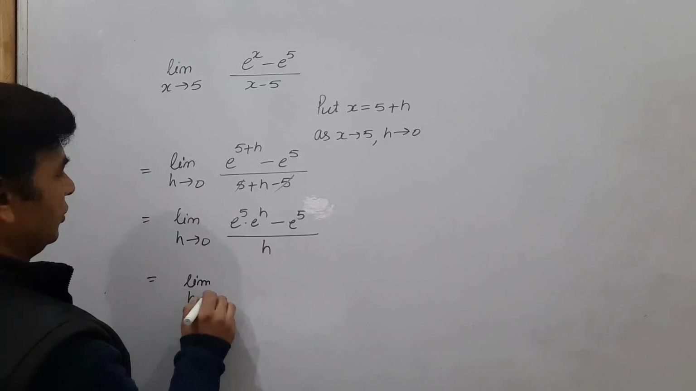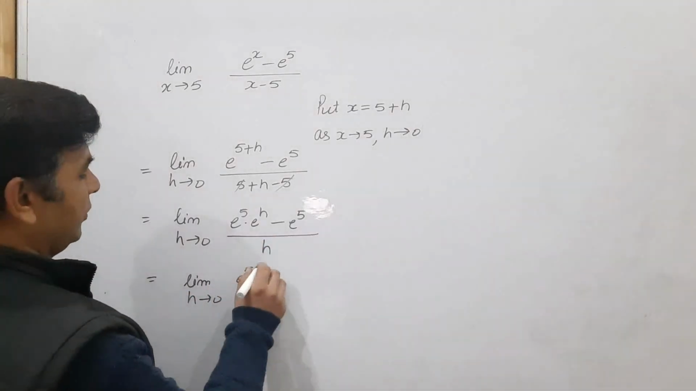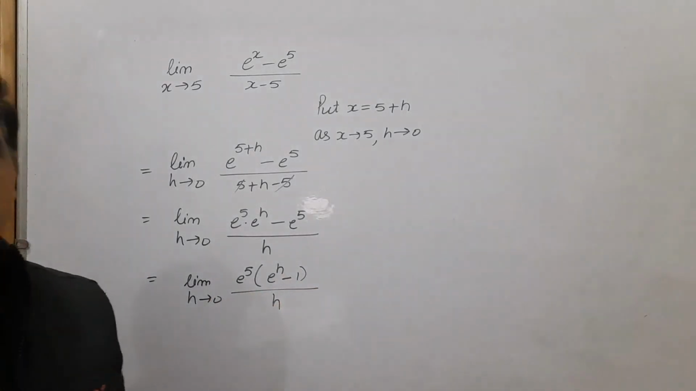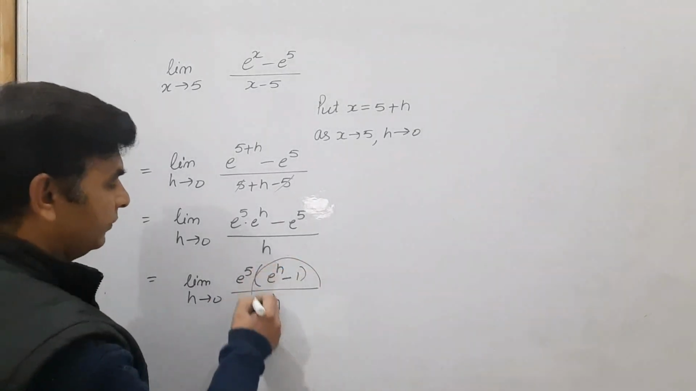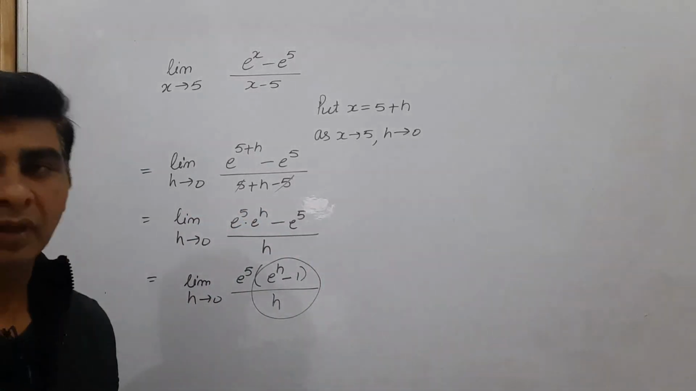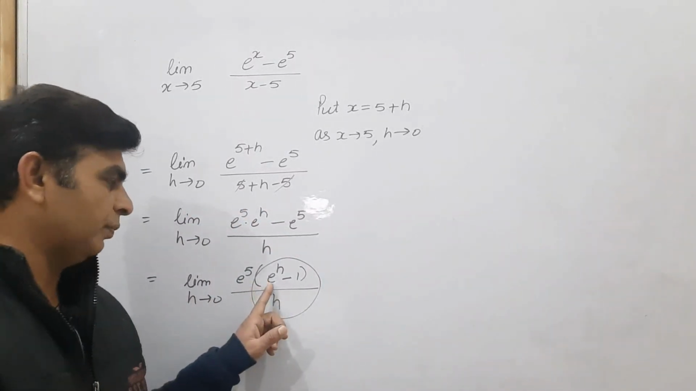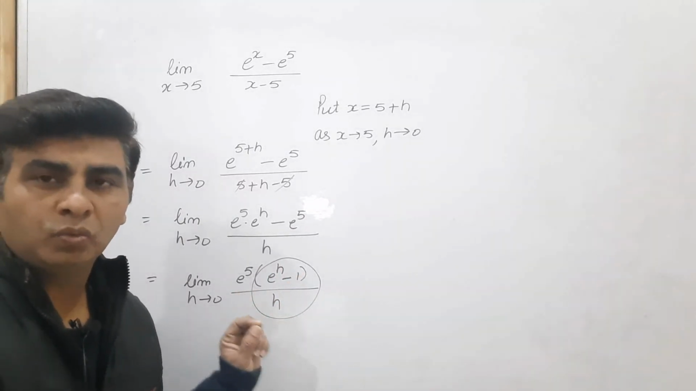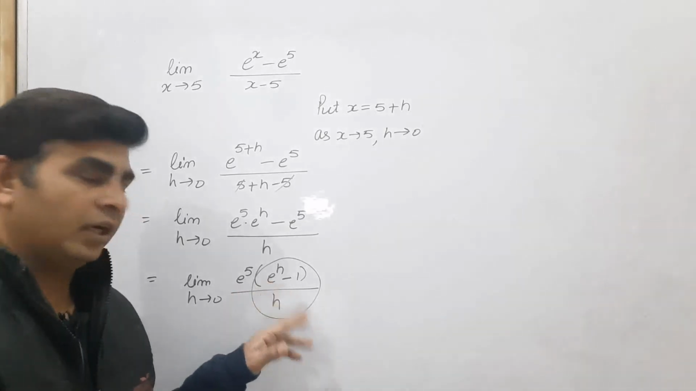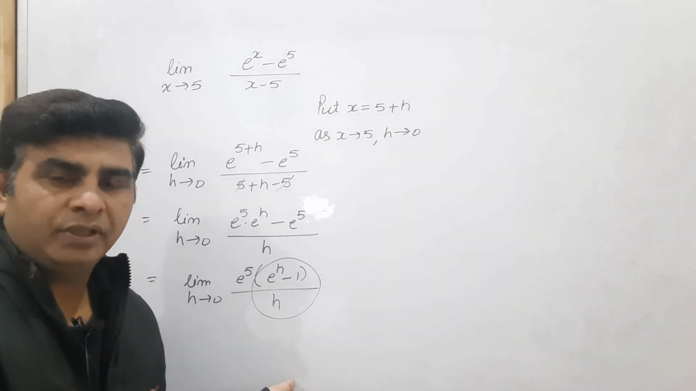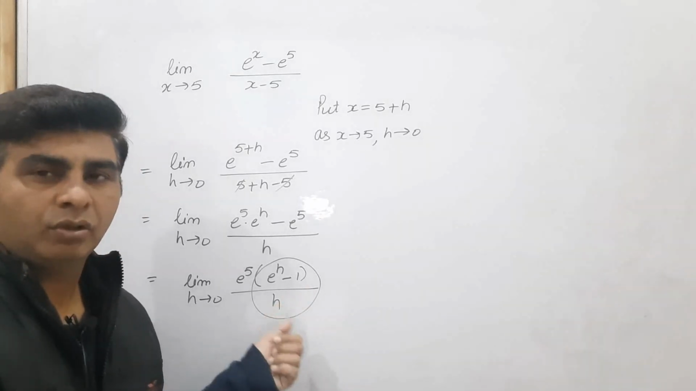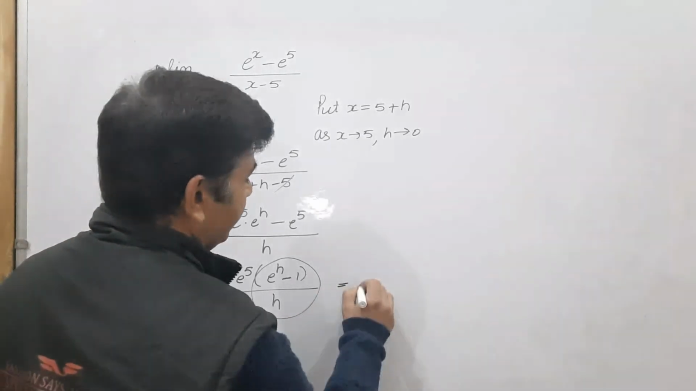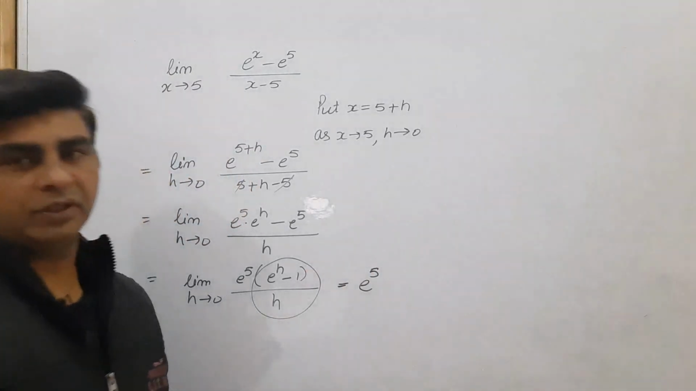Limit h tends to 0, you can take e to the power 5 as common, so e to the power h minus 1 upon h. बच्चों this is the formula which is equal to 1. I already told you if e to the power x minus 1 upon x is there then its value is equal to 1. क्योंकि अगर हम log e लिखते हैं तो log, क्योंकि बेस भी e है और आगे वैल्यू भी e, so log base e with e is equal to 1, so its value is 1. So the remaining term will be e to the power 5 and that is the solution of the given question.